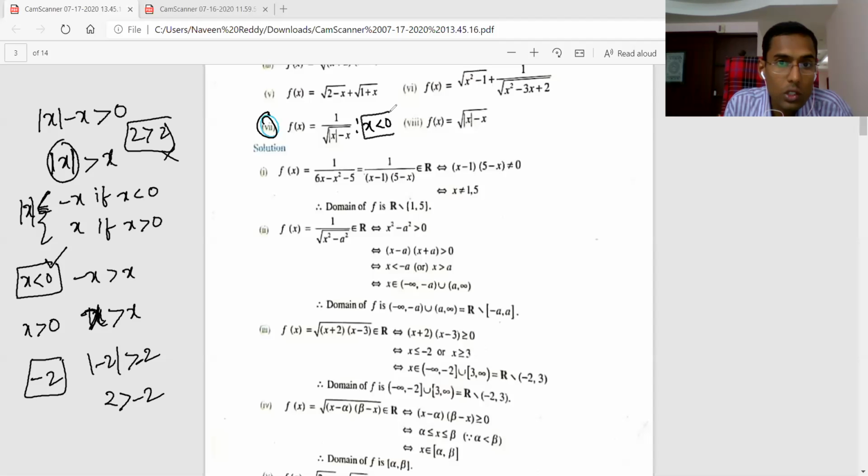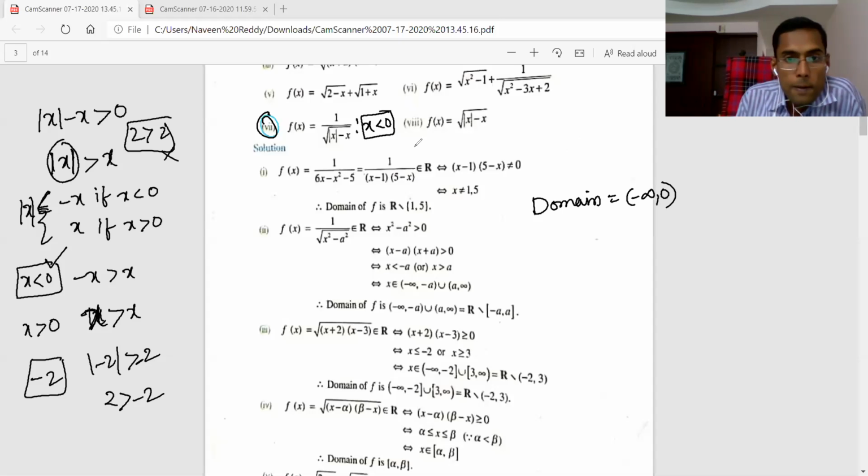When x is less than 0, therefore, what is the domain? Domain is minus infinity to 0. Okay, this is all right. If you want, you can put 2 and minus 2 and see. If you put 2, you will not get it. So that means x should not be positive or 0.